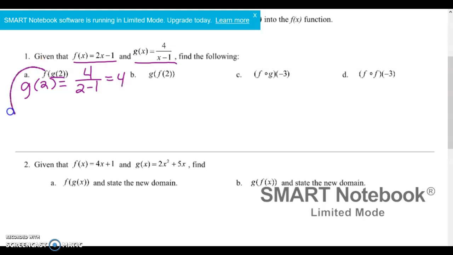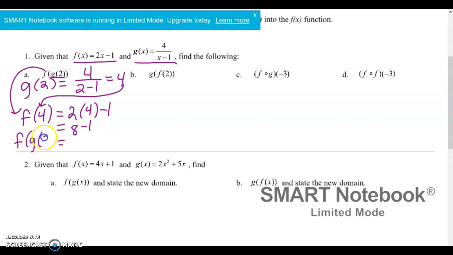Then what we do is we take that outside function, which is f, and plug 4 in for x in that function. So this will be 2 times 4 minus 1, which is 8 minus 1. So we end up getting that f of g of 2 is 7. And that's our final answer for that first one.